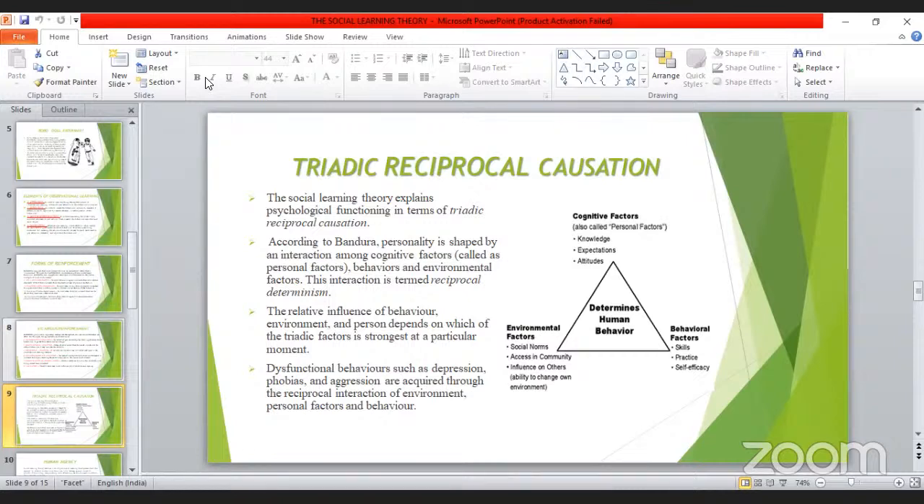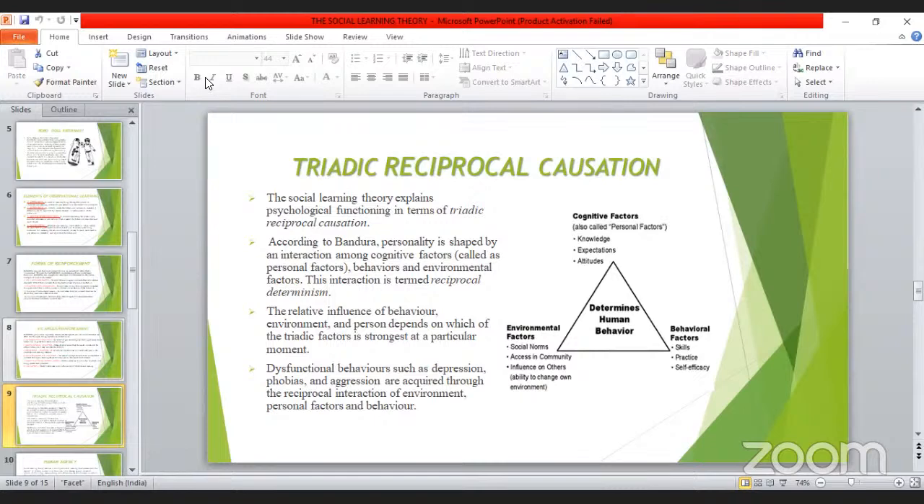Then the environmental factor may affect my personal factor. Suppose after getting poor marks, I start to think that I am not a very good student. This is my expectation, my attitude towards myself, my knowledge that I am not a good student because I am getting poor marks. My teacher gave me poor grades in a particular subject. This is the environmental factor, and it affects my cognitive factors, and I start thinking that I'm not a very good student. This is my cognitive factor.